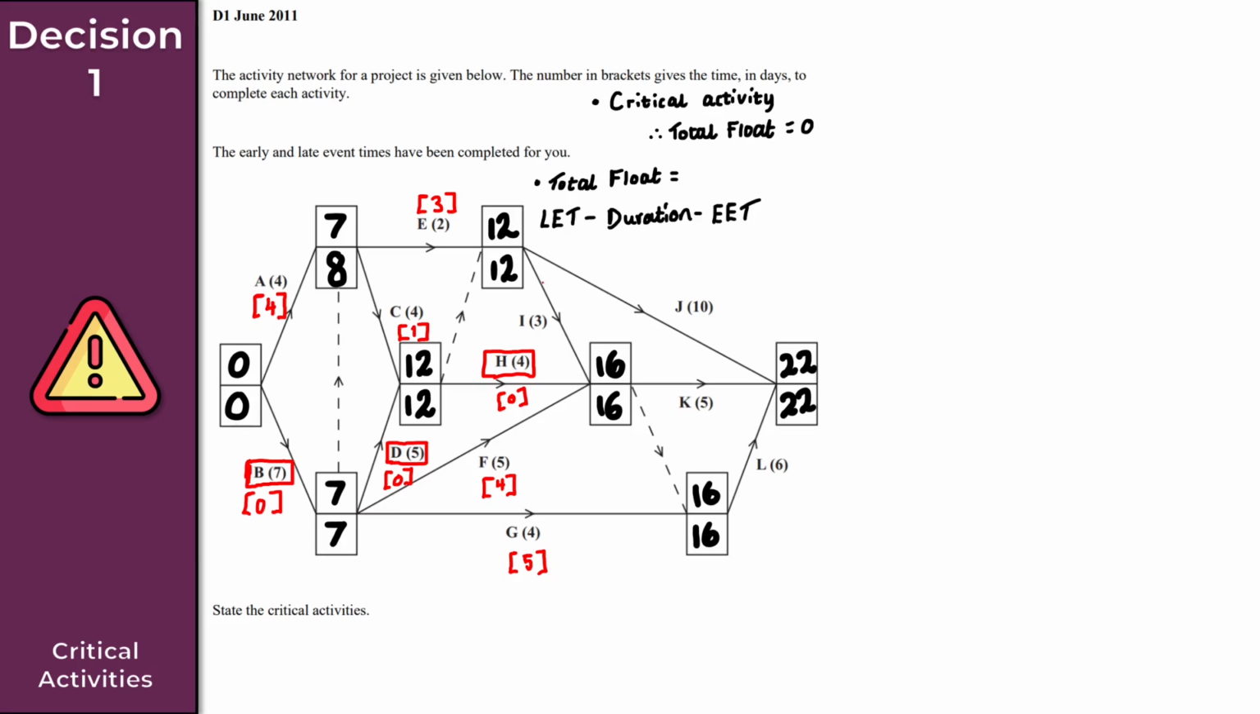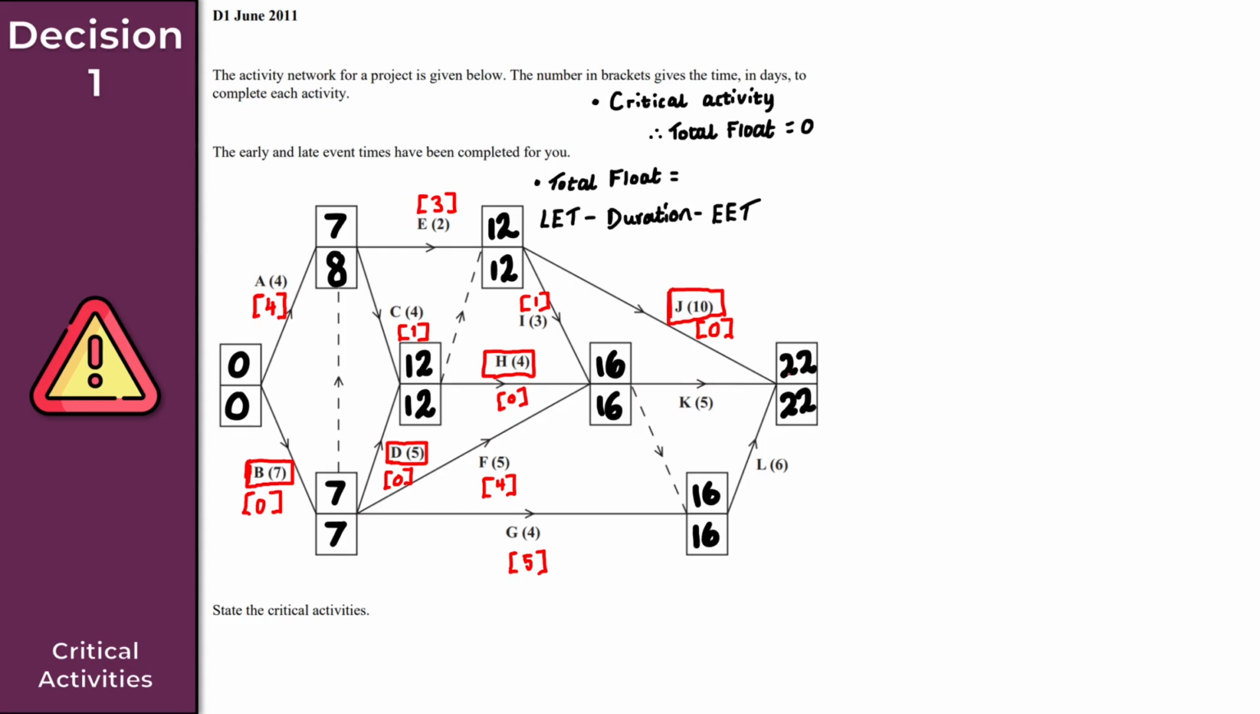So for activity I then, I've got 16 minus 3, which is 13, minus 12, and that gives us a total float of 1. So what about activity J now? The late event time here is 22, minus the duration, which is 10, that gives me 12, minus the early event time of 12. So in that case then, I get a total float here of 0. And we found another critical activity. Okay, so we'll just highlight that as well.